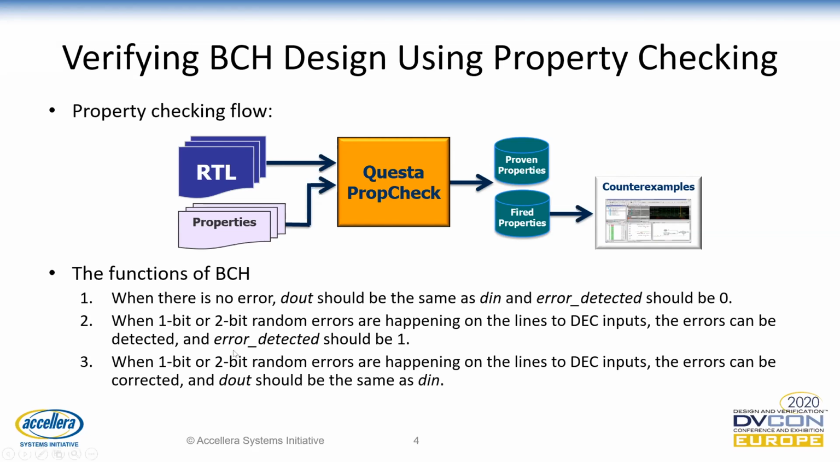The third function: when 1-bit or 2-bit random errors are happening on the lines to the decoder inputs, the errors can be corrected, and dout should be the same as din.